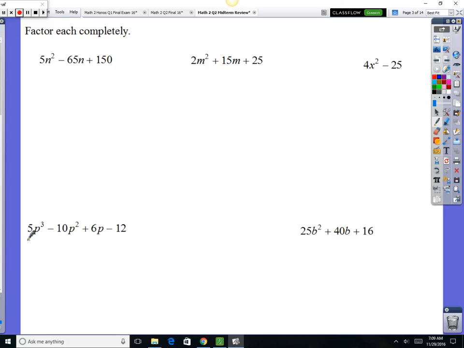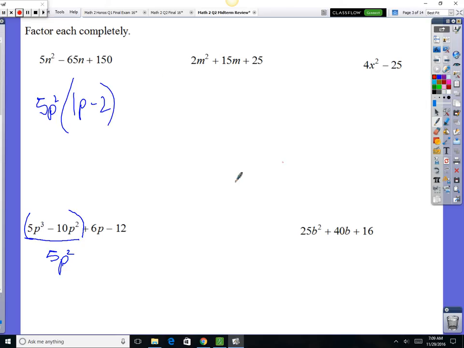Bottom left. Okay, bottom left. Okay, we got 4 pieces, so we're going to use grouping. So I'm going to group these two together. So if you group 5p cubed minus 10p squared, let's divide out of both those. Let's take a 5 and some p's. This has p cubed, this has p, let's take p squared out of each. So if you take a 5p squared out of each, it's going to be 5p squared times 1p minus 2.